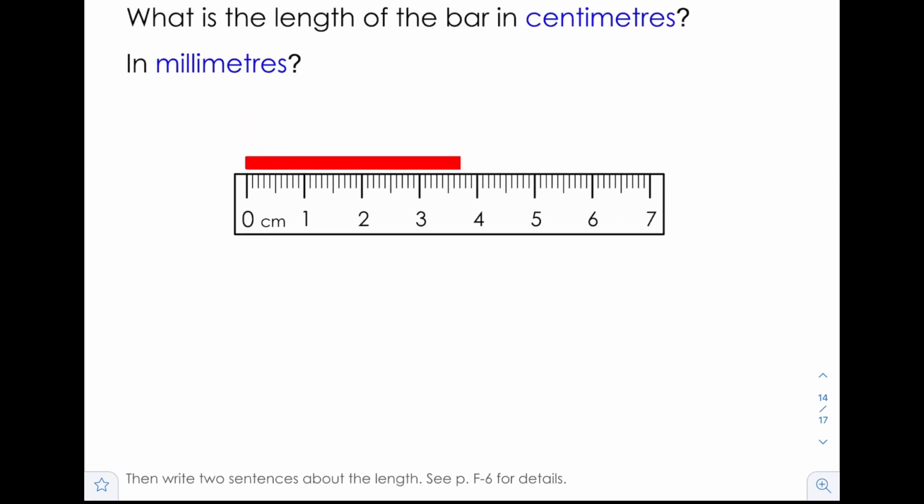What is the length of the bar in centimeters and millimeters? So let's do millimeters first. So we have 30, didn't quite reach 40. This long line in between is halfway between 3 and 4, or halfway between 30 and 40, which would be 35 millimeters, 36, 37. So 37 millimeters. And if I divide by 10, so moving that decimal point over would be 3.7 centimeters.